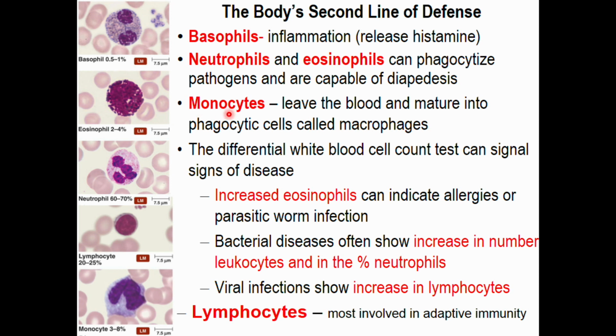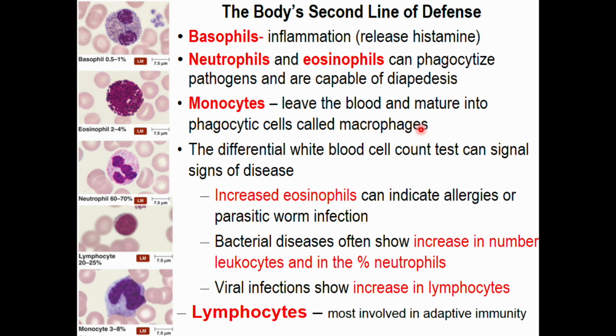Monocytes can turn into macrophage, and macrophage are phagocytes as well. So in other words, neutrophils, eosinophils, and monocytes are all phagocytes, but monocytes only are phagocytes after they become macrophage, like turning into the Incredible Hulk and just being able to devour all kinds of things.